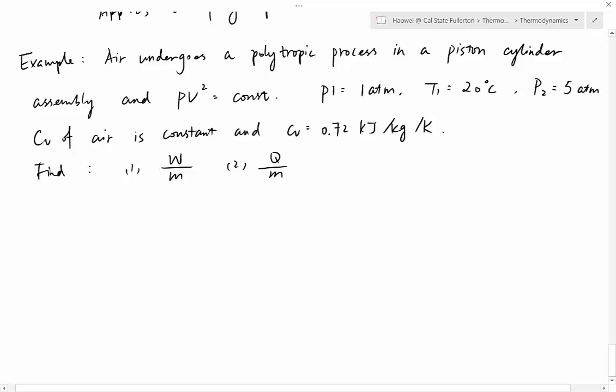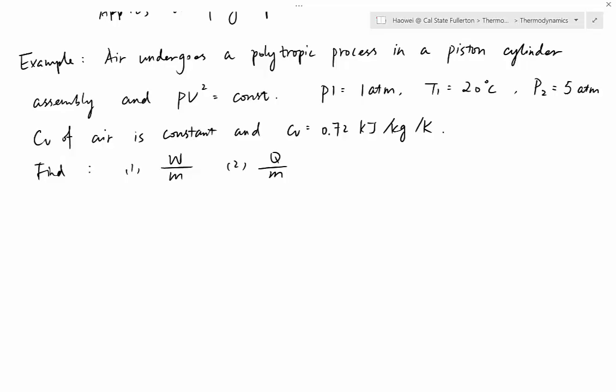Okay, so now let's do one example. Air undergoes a polytropic process in a piston cylinder assembly, and PV squared is equal to constant. That means the index n is equal to 2. P1, the initial pressure, is 1 atm, T1, the initial temperature, is 20 Celsius, and P2, the final pressure, is 5 atm.